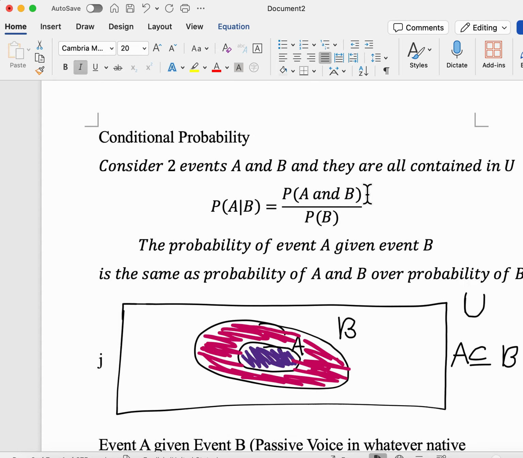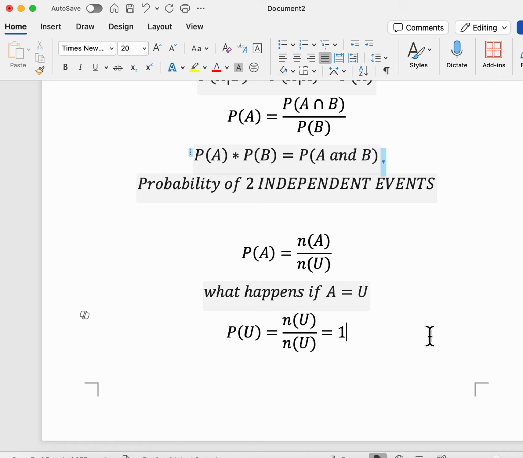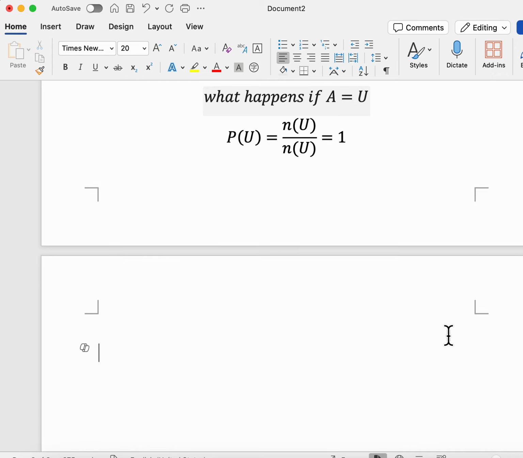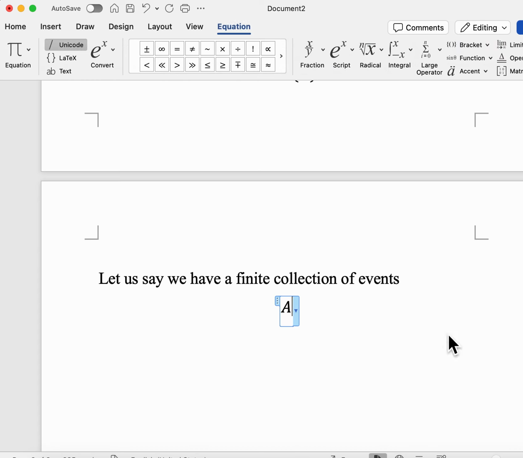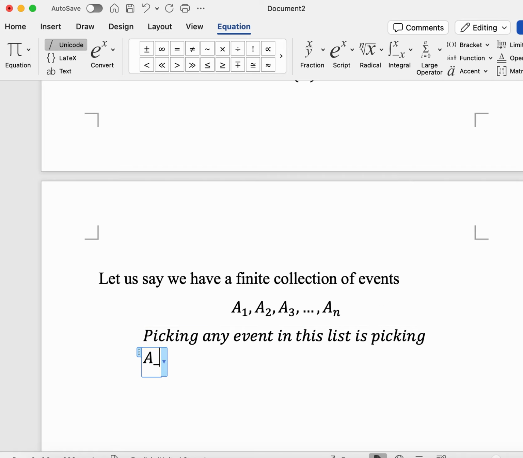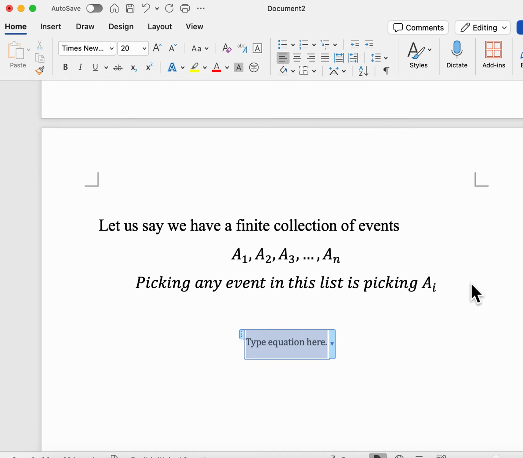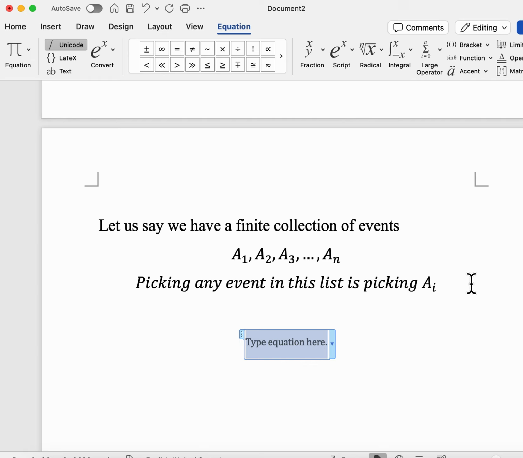So let's say, and yeah, this is the most hand-wavy explanation right now by far. Let us say we have a finite collection of events. Call it A1, A2, A3, up to An. Picking any event in this list is picking Ai.